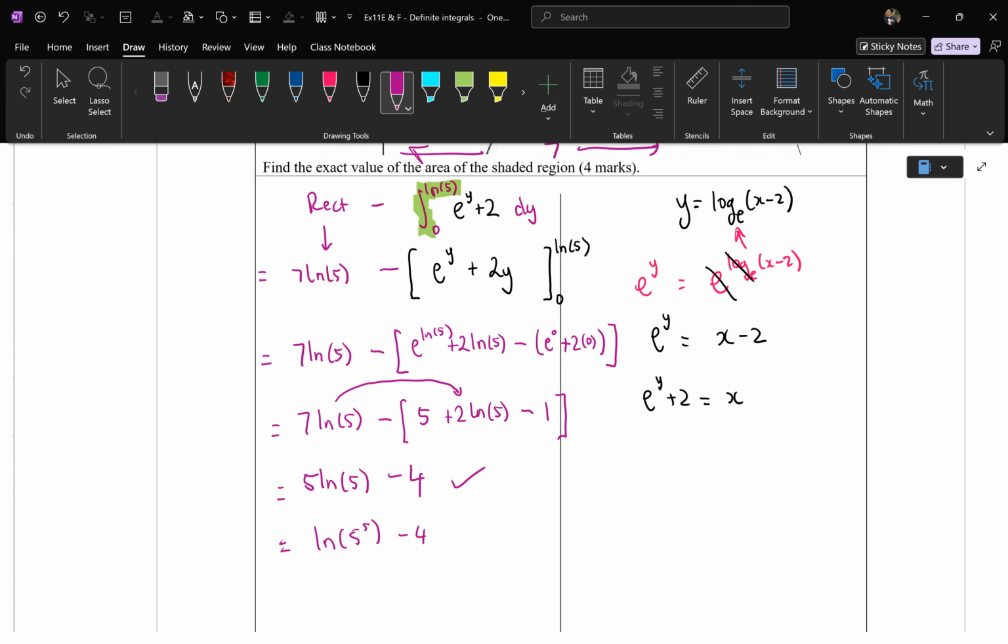Is that what we all got? All right, fantastic. That's exercise 11E and 11F to work with definite integrals. That's what it was called.